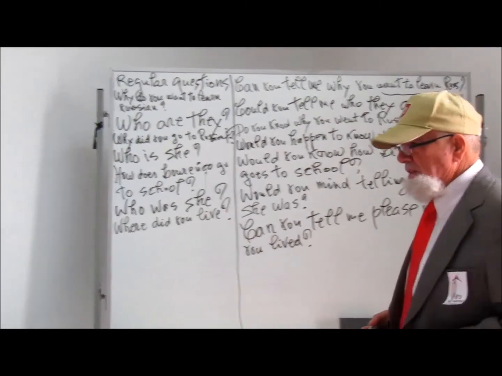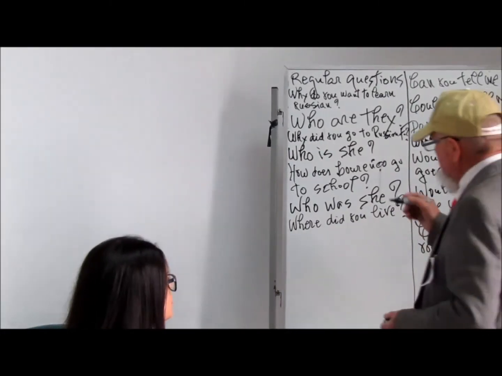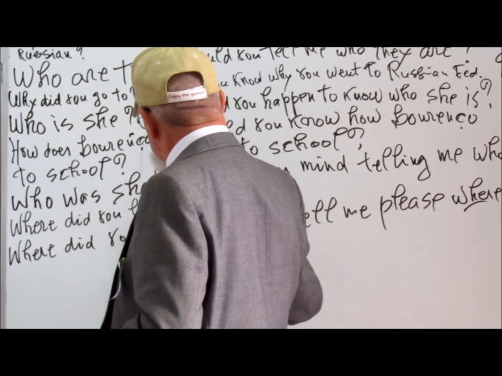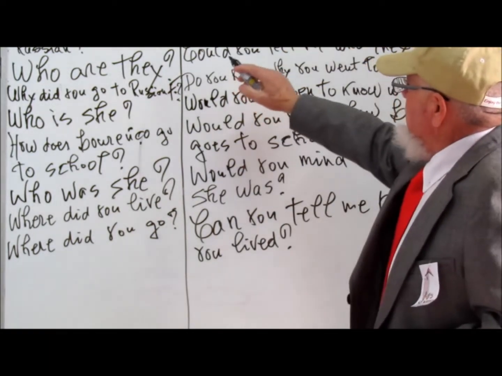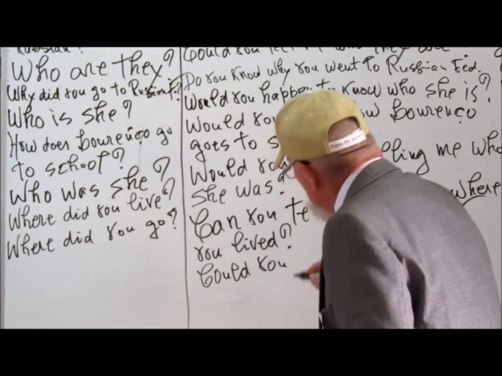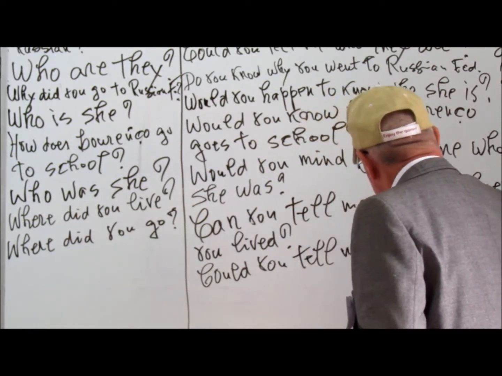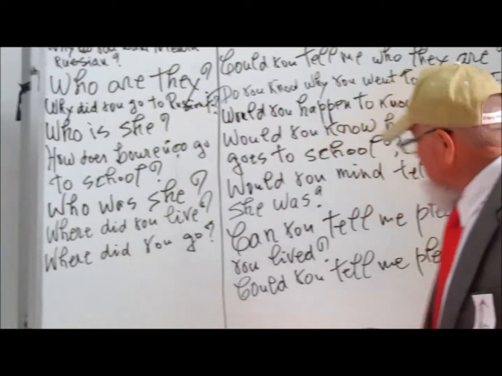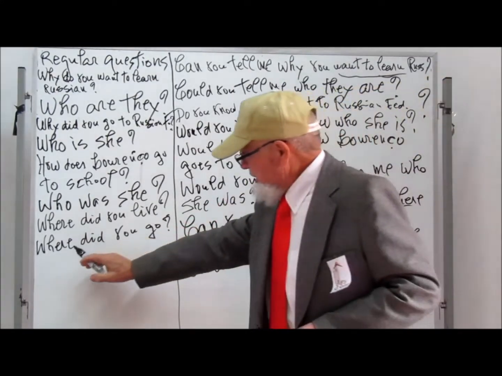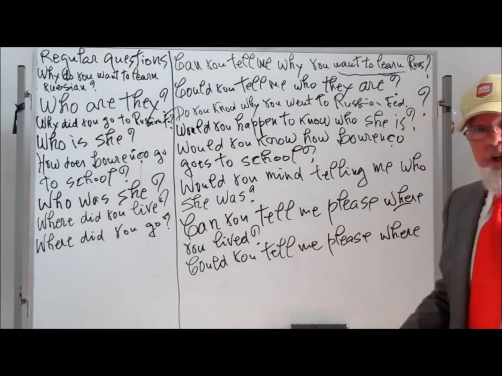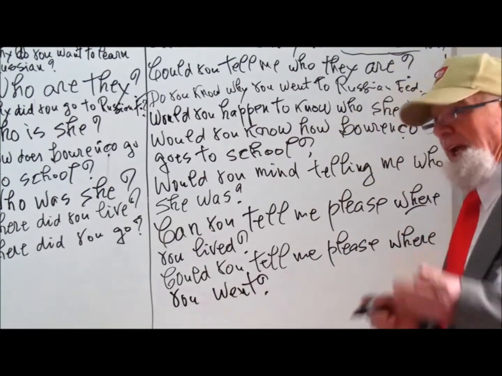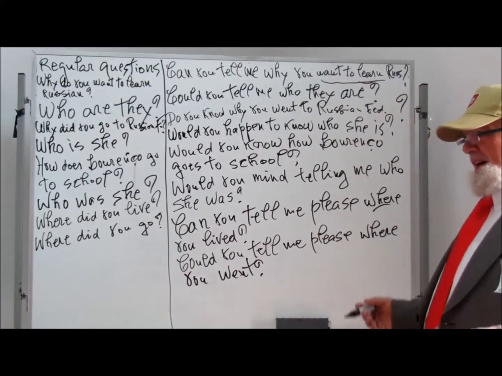Another question, this time, see this question. Where did you go? Where did you go? Now, I would use could. So, could you tell me, please, where you went? It's not easy, but this is past. Where did you go? So, could you tell me, please, where you went? Okay. I went to Russian Federation. I went to Moscow. Okay.